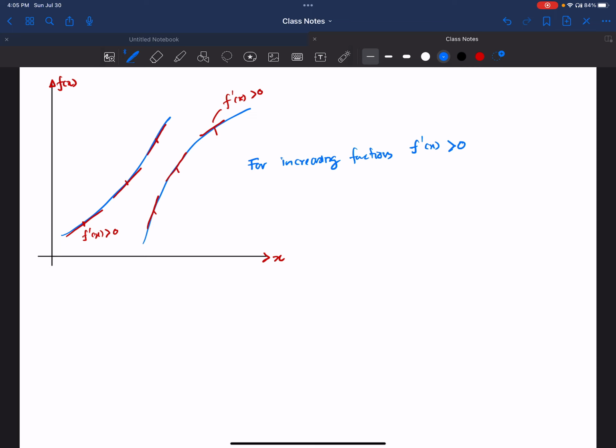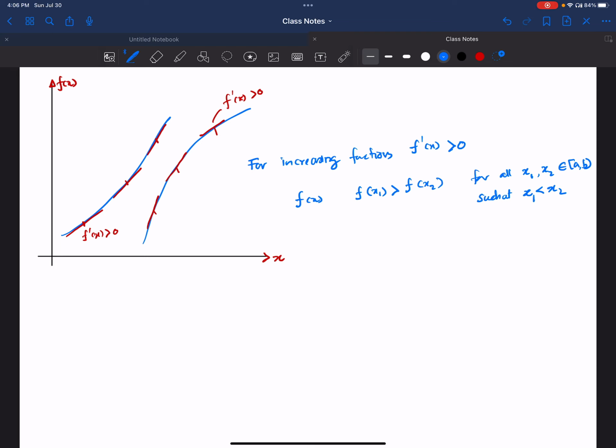So if you define increasing functions, that means for any function f of x, if you have f of x1 less than f of x2 for all x1, x2 in AB such that x1 is less than x2, that is an increasing function. That's an increasing function.